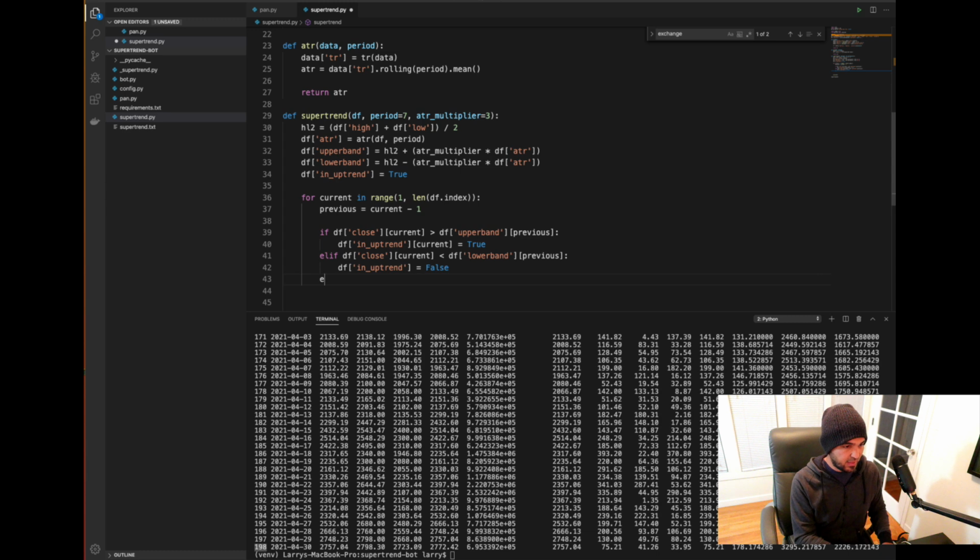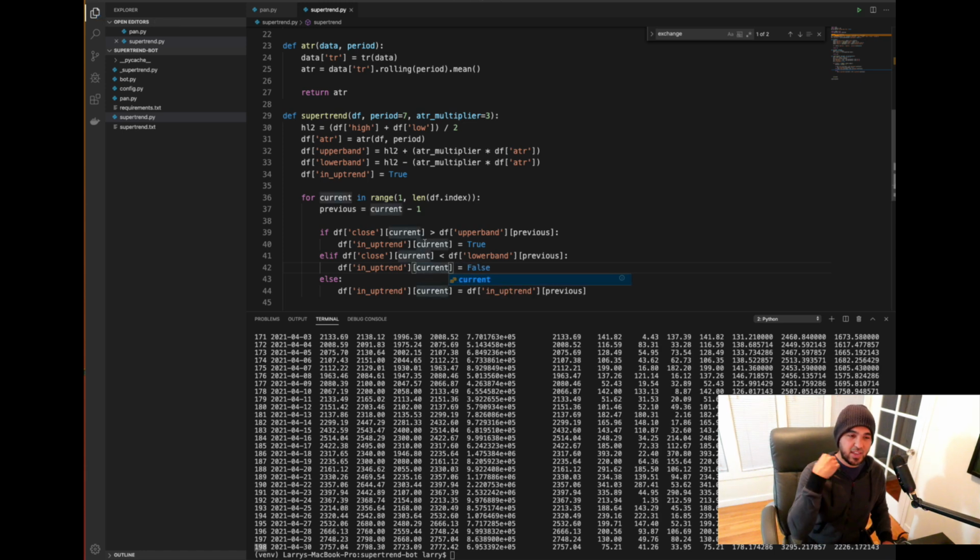Okay. And then else, if it didn't recently go above the upper band or below the lower band, that means it's somewhere in the middle, right? And so we can say df in uptrend current equals df in uptrend previous. That means the trend didn't change at all, okay? And then this one should be df in uptrend current, right?